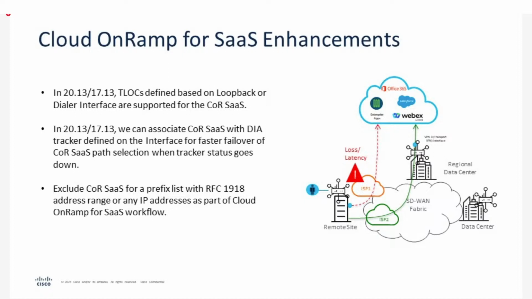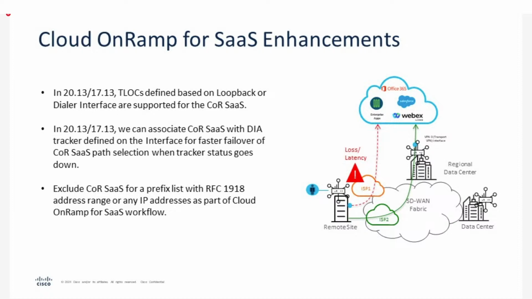Previously, the cloud on-ramp feature for SaaS was not supported in deployments wherein the loopback or the dialer interface is used in the transport VPN, which is your VPN 0. This is one of the pain points customers gave us as feedback. Also, we use a DIA as a path, and when a DIA interface failed, it took a few minutes to detect the failure on the SD-WAN edge router.